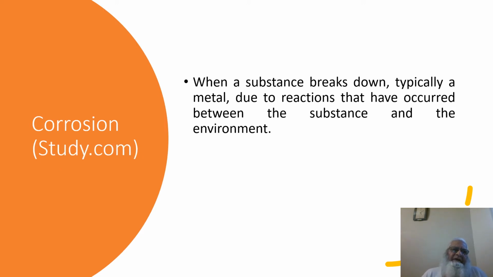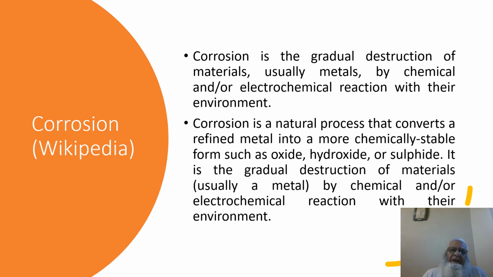This definition, taken from study.com, states that corrosion is when a substance breaks down, typically a metal, due to reactions that have occurred between the substance and the environment. This definition, taken from Wikipedia, states that corrosion is the gradual destruction of materials, usually metals, by chemical and or electrochemical reaction with their environment.